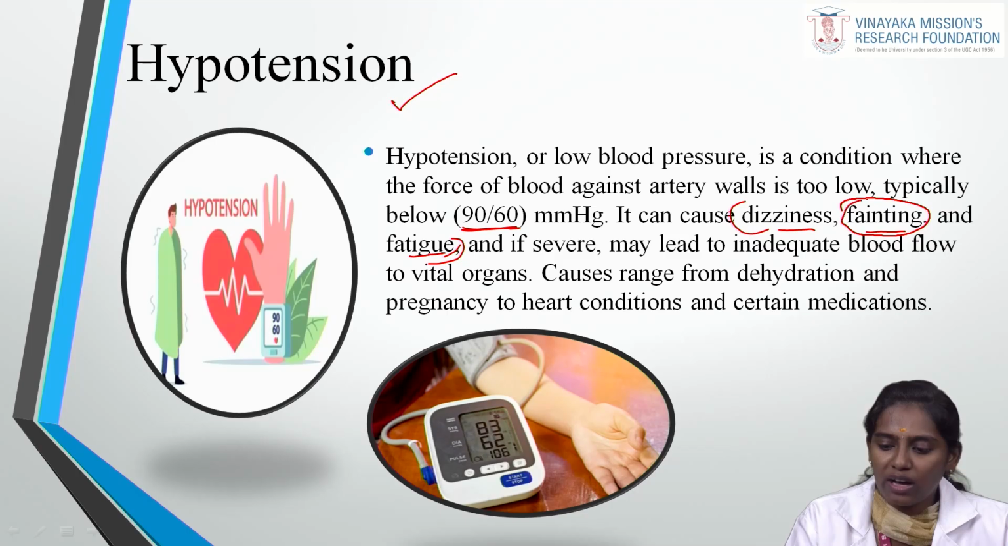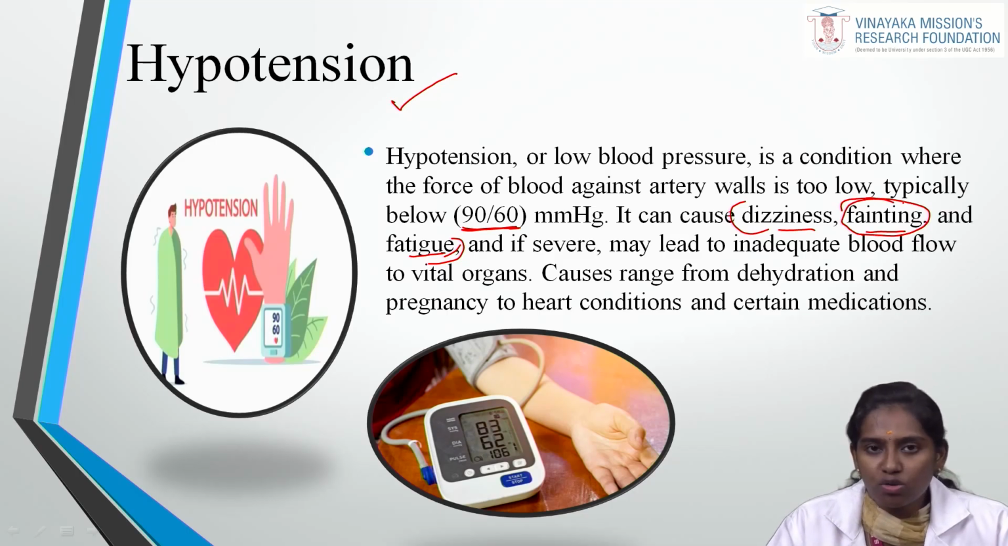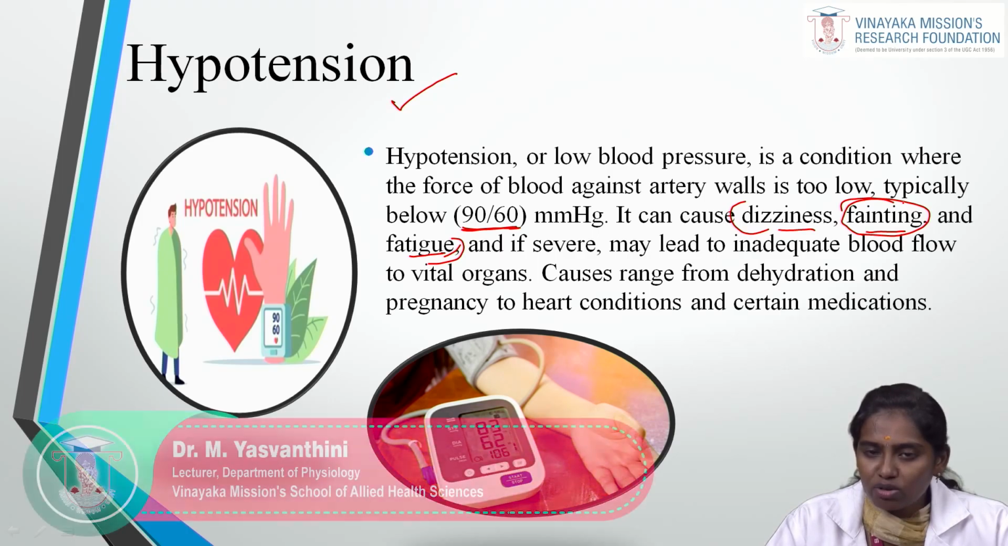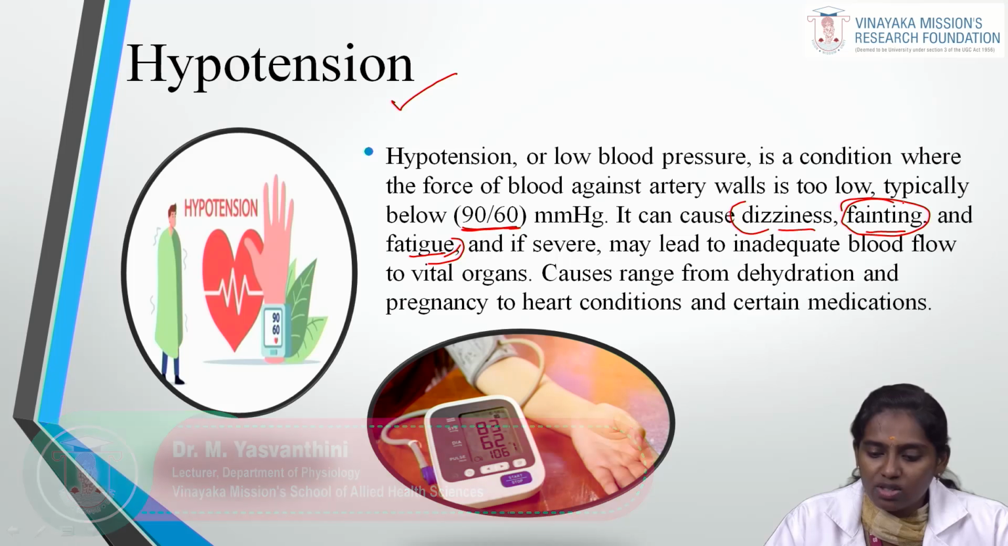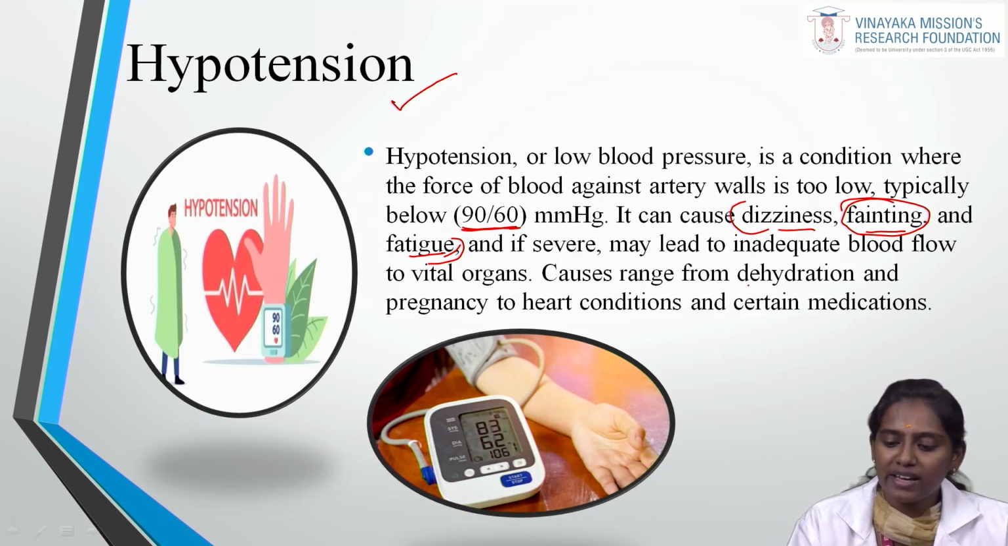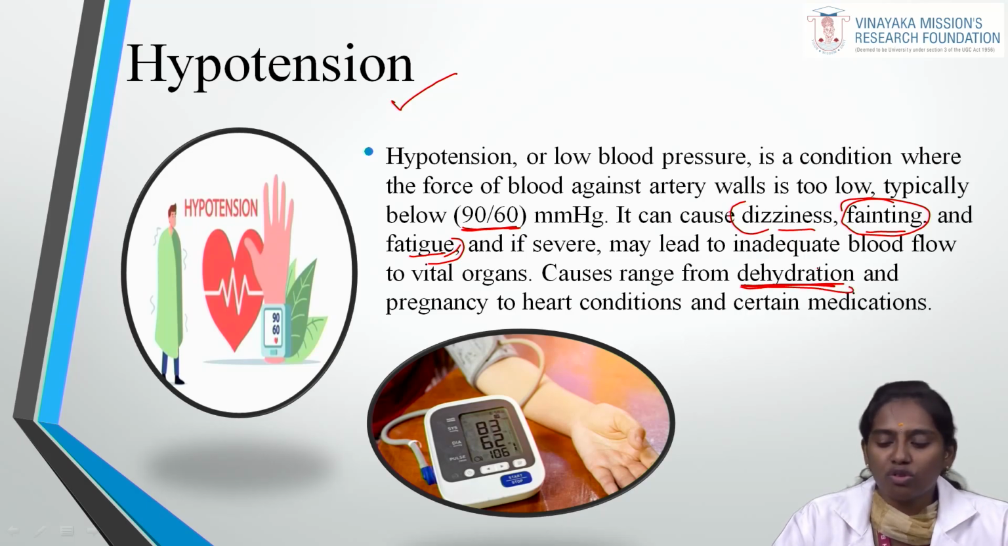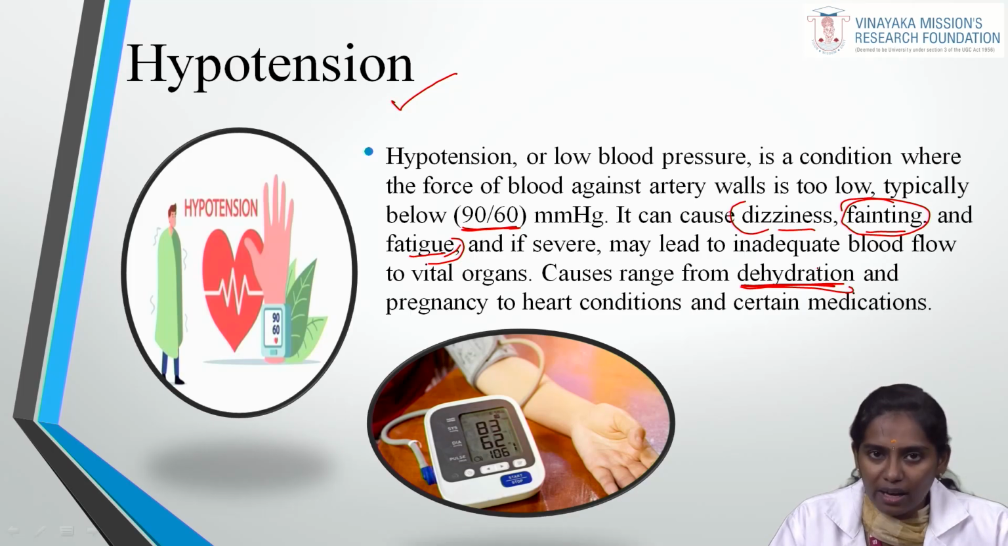Mainly fainting. When you are having low BP, immediately you will fall down. And if severe, it may lead to inadequate blood flow to the vital organs, that is the heart also. Causes range from dehydration and pregnancy to heart conditions and certain medications, mainly dehydration. Mainly students who do not take morning food will be affected by hypotension.